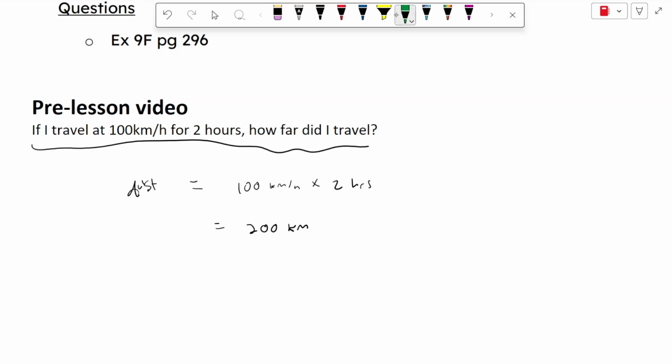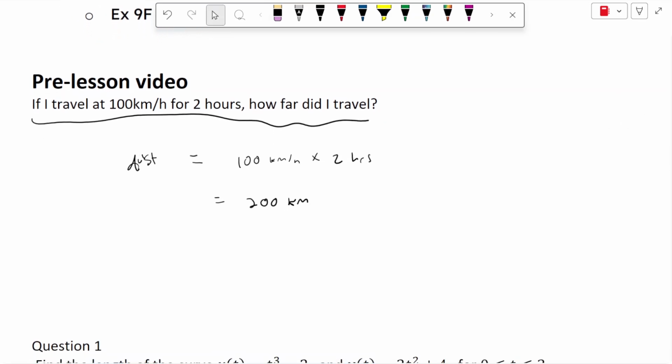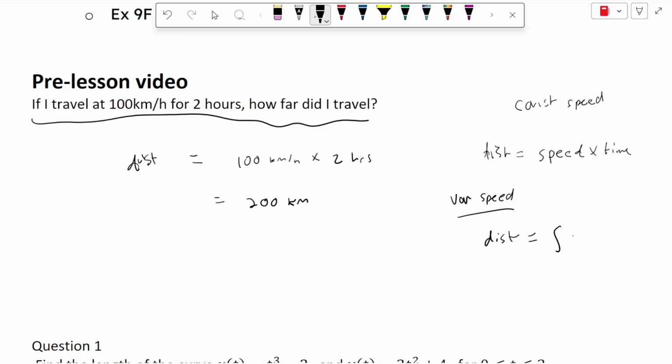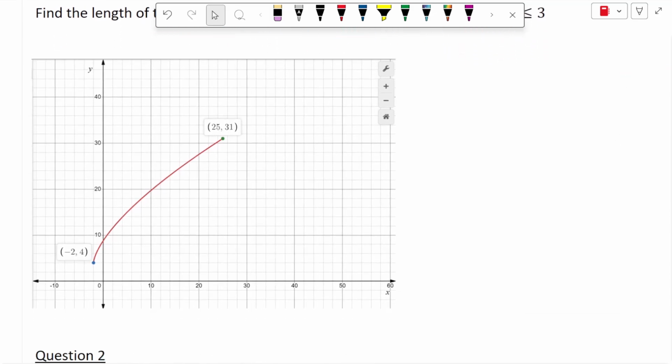So a few things are happening there. The units are working out nicely. The hours sort of cancel. And basically distance is the speed times the time. Now, that is absolutely true for constant speed, but for variable speed, if I'm speeding up and slowing down, distance will be the integral of speed with respect to time. And it still works exactly the same and just allows for you to speed up and slow down. Now, this is going to be really relevant for arc length of curves.